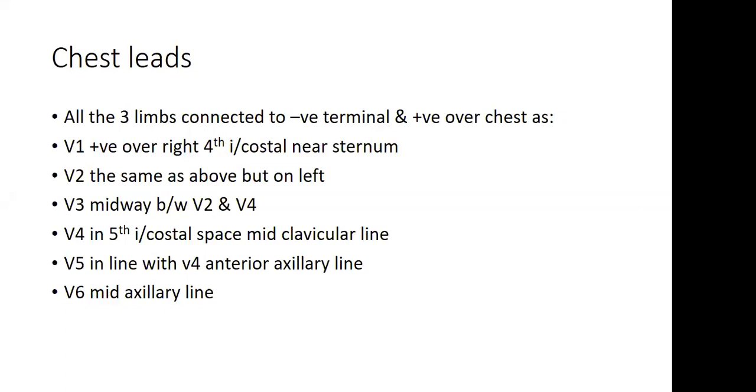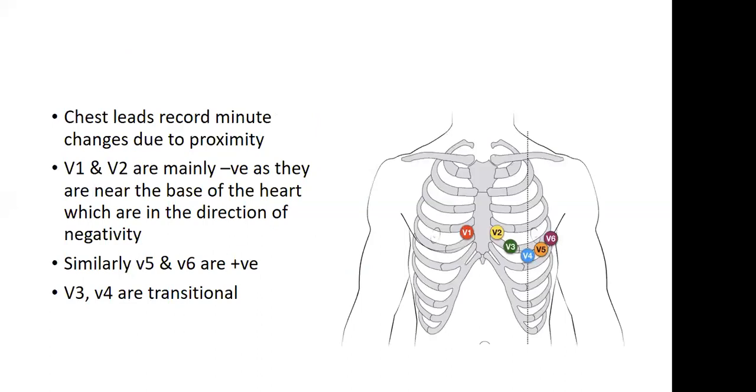Now, as I told you, there are 6 leads. Now look at this diagram. The chest leads are designated by V. So V1, red, you see, is placed to the right of the sternum in the 4th intercostal space. This is the 4th intercostal space just to the right of the sternum. Then the yellow is V2. That is the mirror image of V1, meaning the same 4th intercostal space but near the left border of the sternum.